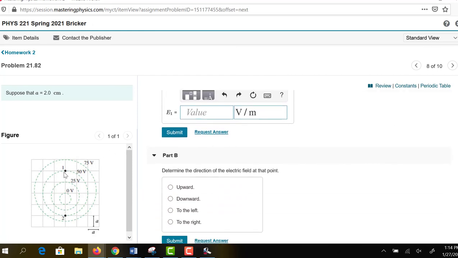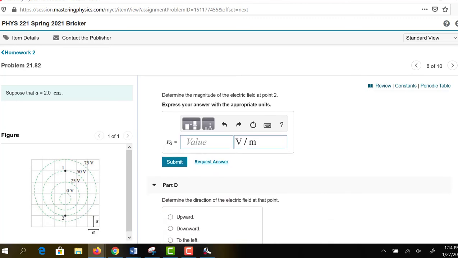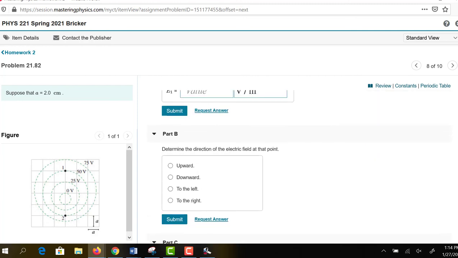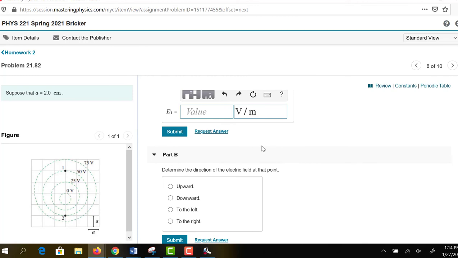Determine the magnitude of the electric field at point 1. There's point 1. And the direction of the electric field at that point. And then part C, determine the magnitude of the electric field at point 2 and the direction at point 2. And point 2 is down here. Okay, let's do part A and B, and then I'll leave C and D for you.